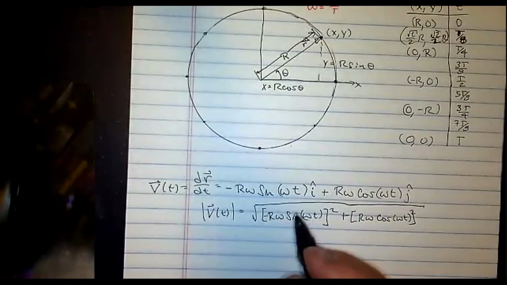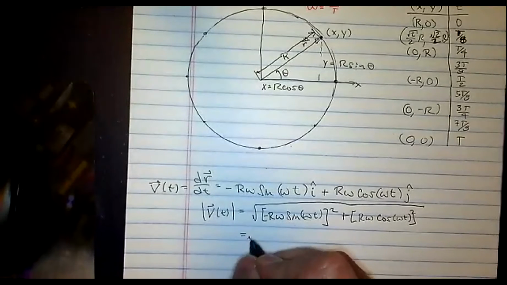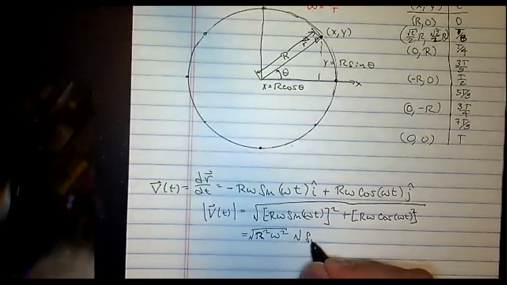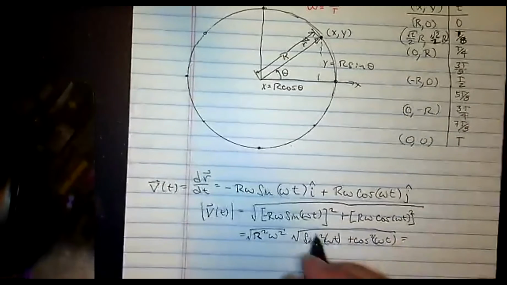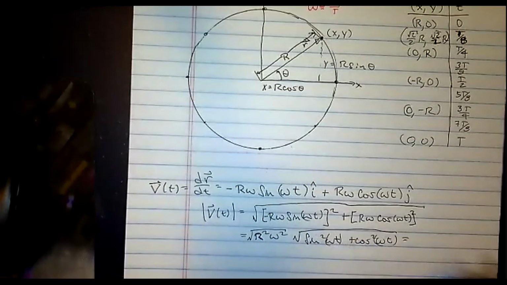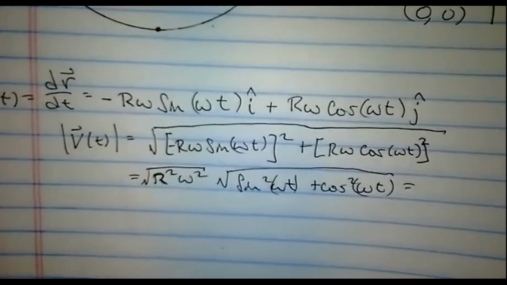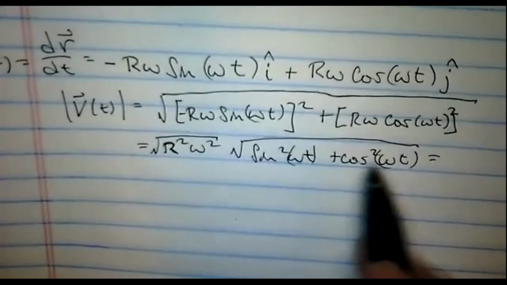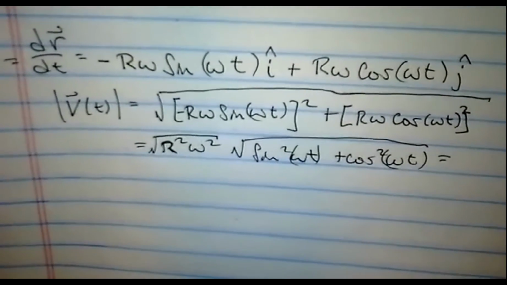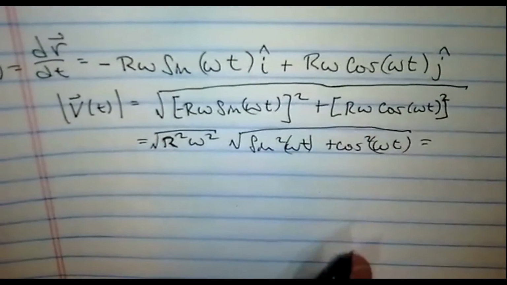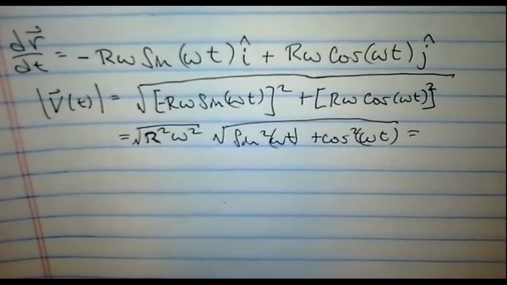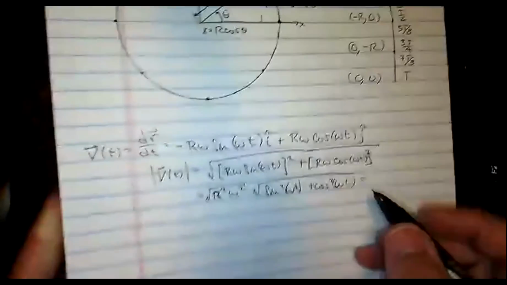And I think you can see that R squared omega squared can be factored out, and you get the square root of R squared omega squared times the square root of sine squared omega t plus cosine squared omega t. And hopefully everybody knows what this is. Can anybody tell me what this right here is? It's a tangent. Close. There is a related tangent thing here, but sine squared plus cosine squared is equal to 1. So we get the square root of 1 for that one, and this one just becomes R omega.